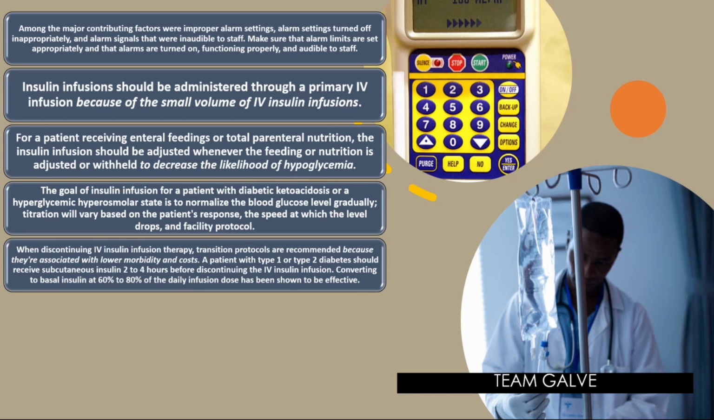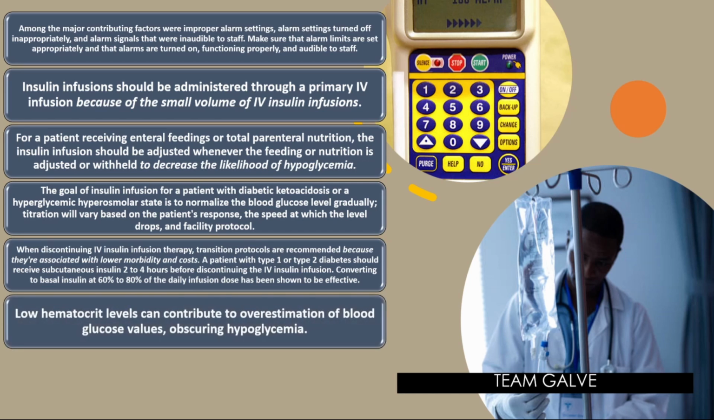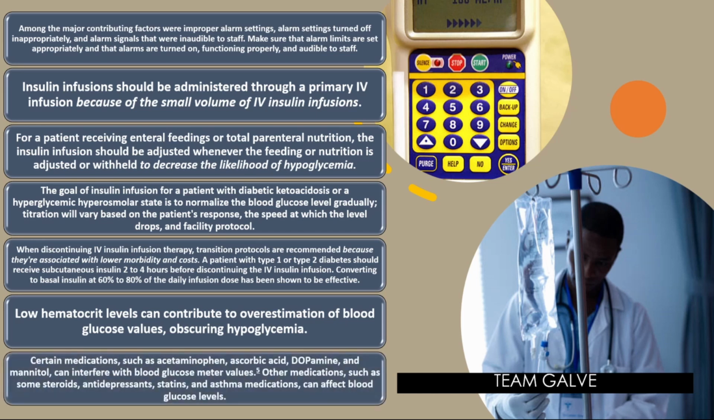Low hematocrit levels can contribute to overestimation of blood glucose values, obscuring hypoglycemia. Lastly, certain medications such as acetaminophen, ascorbic acid, dopamine, and mannitol can interfere with blood glucose meter values. Other medications such as some steroids, antidepressants, statins, and asthma medication can affect blood glucose levels.